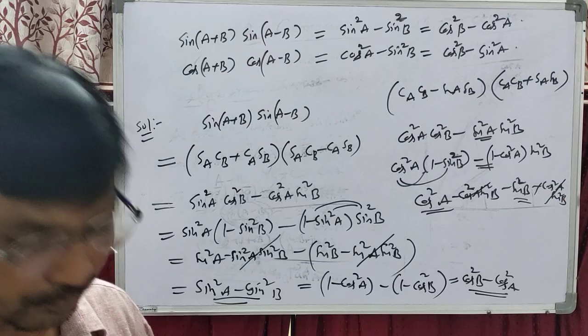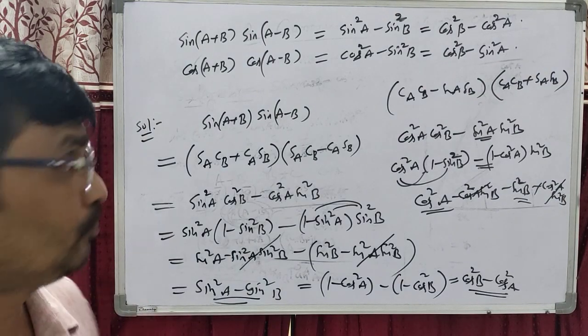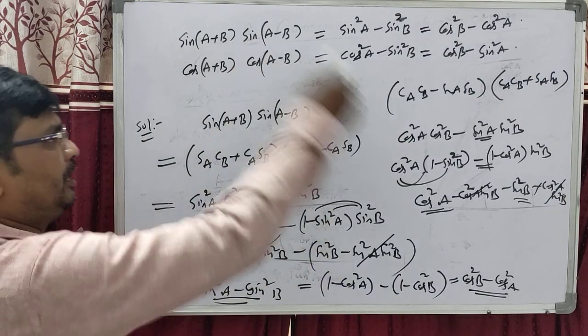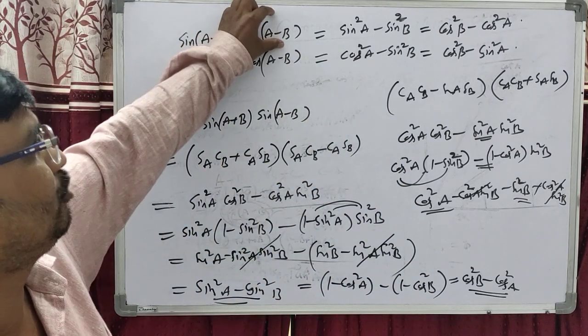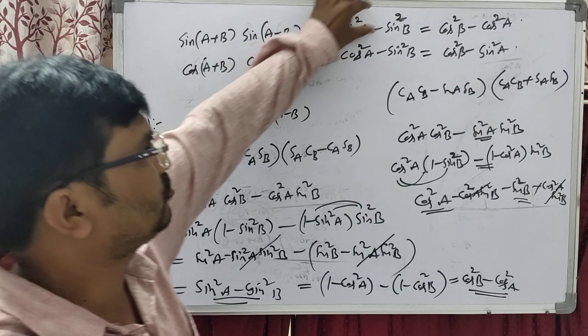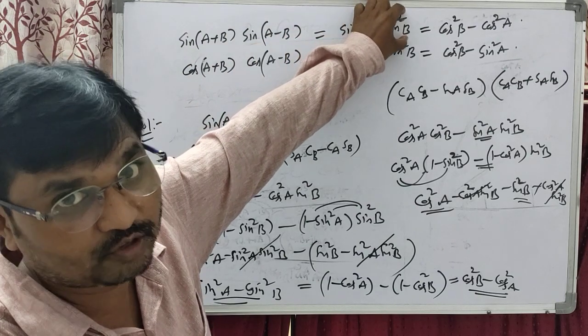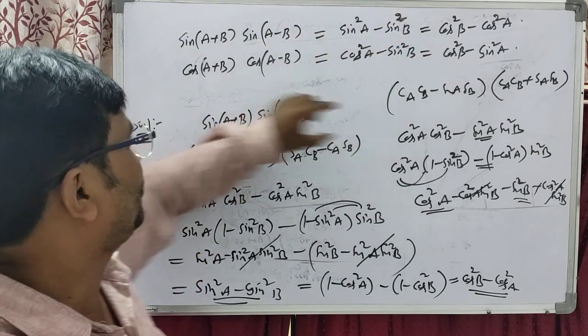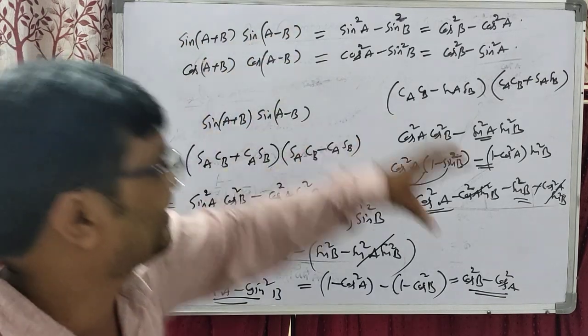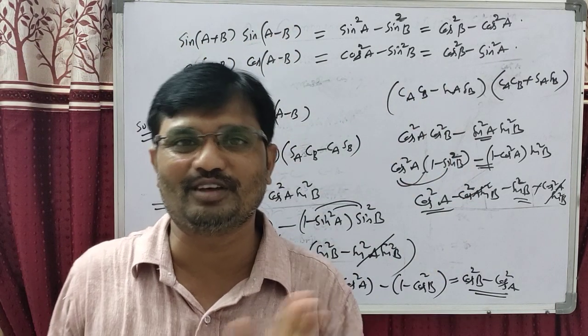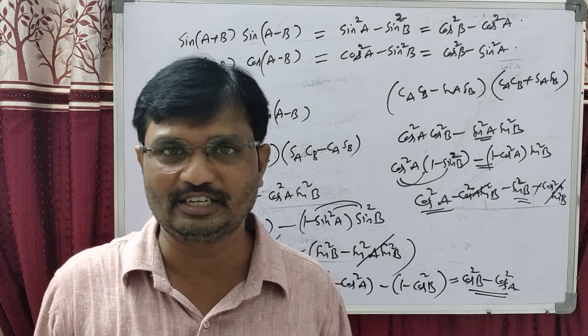These two are also very important formulas, students. Many students are confused about what is the form of sin of A plus B into sin of A minus B. That is sin square A minus sin square B. They will also think about cos of A plus B into cos of A minus B, and write directly cos square A minus cos square B. That is wrong. Do you understand, students?